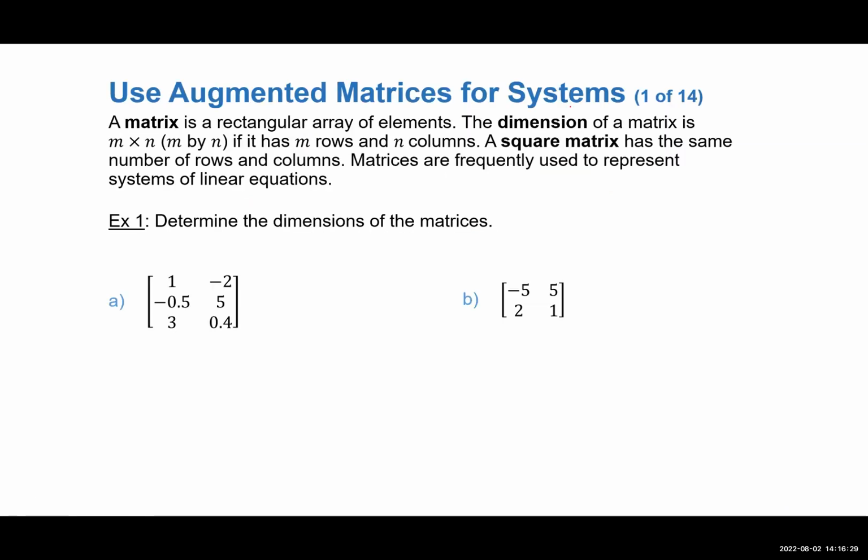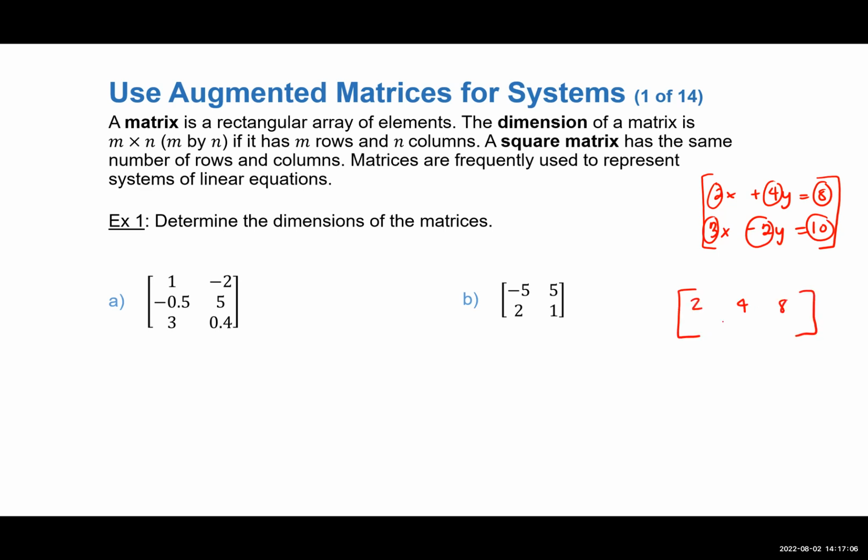Use augmented matrix for systems. So an augmented matrix is literally just the coefficients of an equation. Y'all know how in 6-1, we might have had 2x plus 4y equals 8, and 3x minus 2y equals 10. And we said solve this. Well, you had to identify the coefficients first. And then you could write those in a matrix.